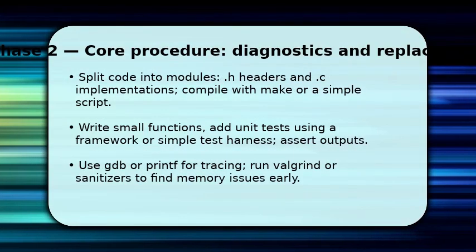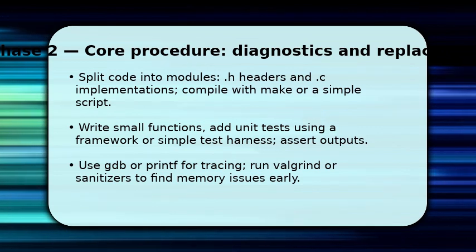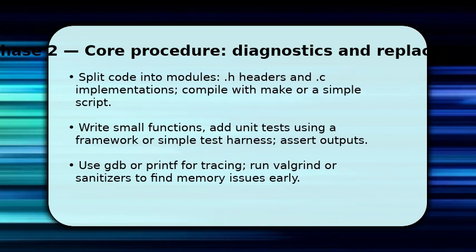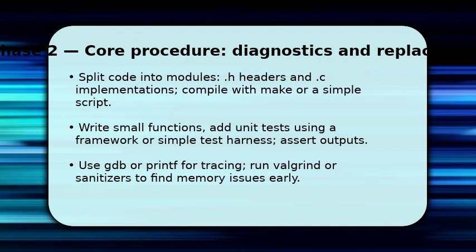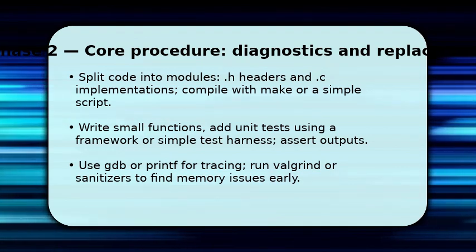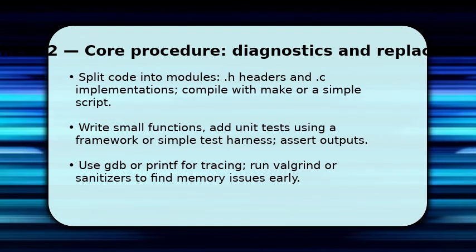Once the basic build works, modularize your code. Create headers and separate C files so compilation units stay small and testable. Use a makefile or build script to automate compilation and link steps. That reduces manual errors. Then add focused tests, either a unit test framework or small test programs, to validate each function. While testing, use GDB for logic errors and run Valgrind or address sanitizers to detect leaks and undefined behavior, because C mistakes often hide in memory management.